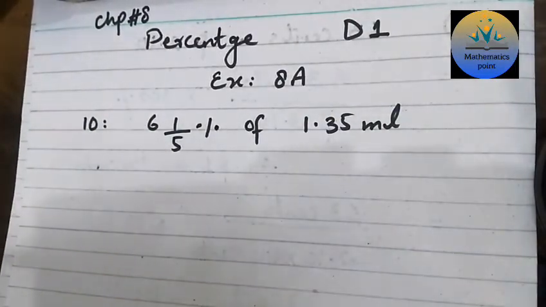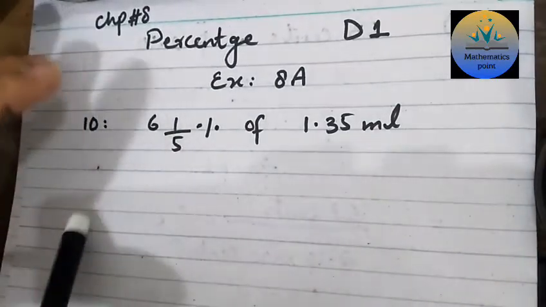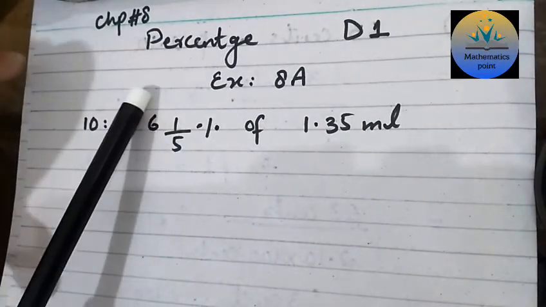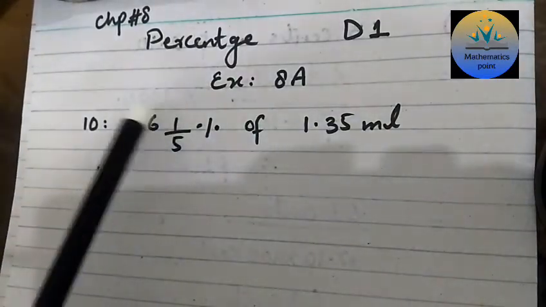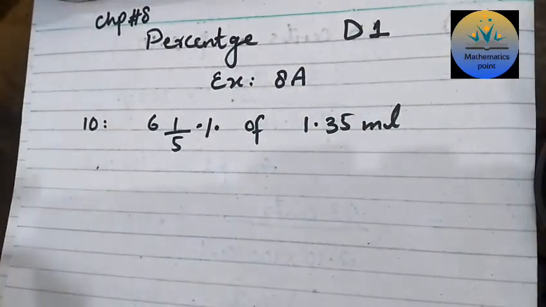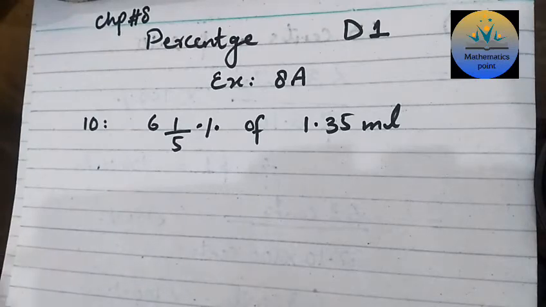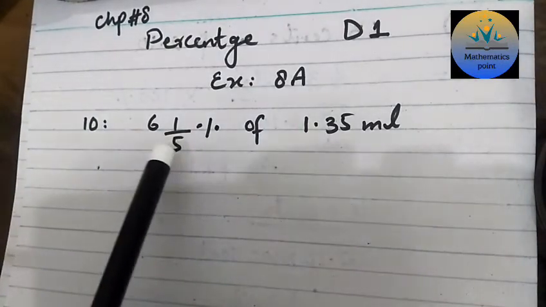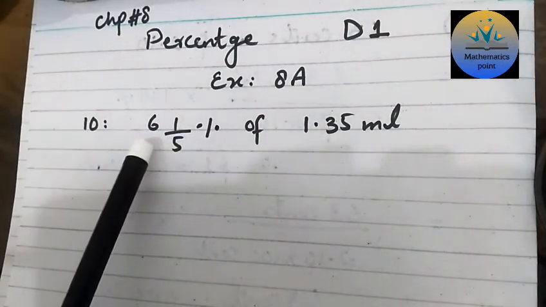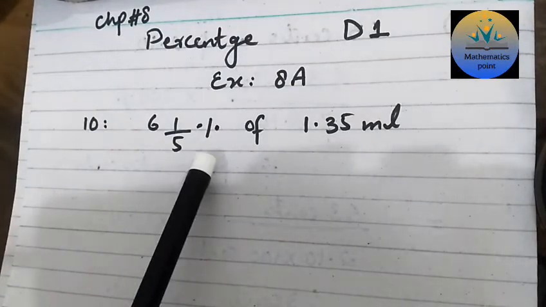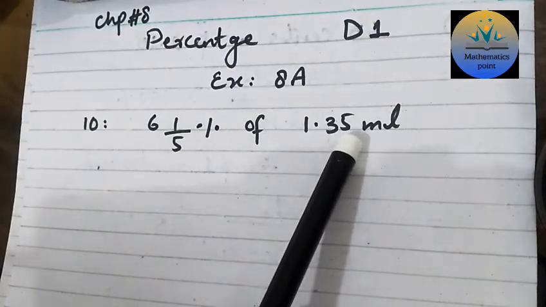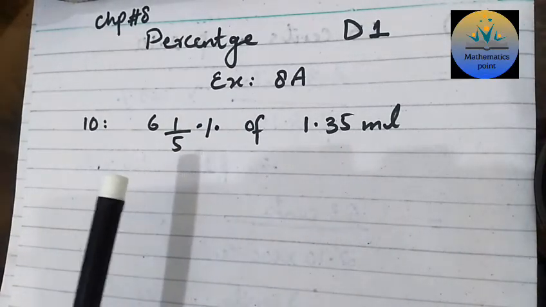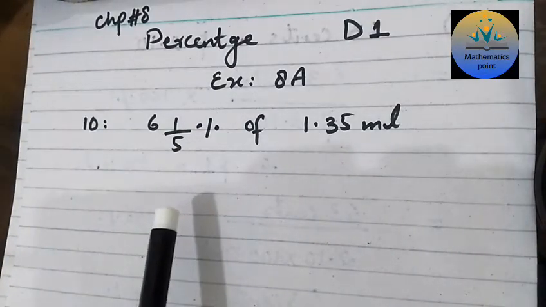I repeat one thing: this chapter in the new book is chapter 4, and in the old one it is chapter 8. So question 10 is, find the value of each of the following. Part A is 6 1 by 5 percentage of 1.35 milliliter. I hope we have already done this type of question, and it is in practice now.